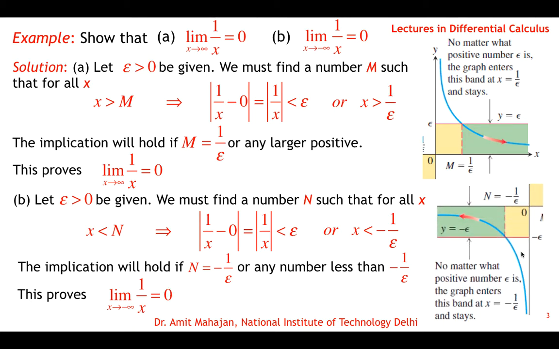So the 1 by x graph on the left hand side is this. For any x less than minus 1 by epsilon, for all x values here which are smaller than minus 1 by epsilon, the distance of the function from the origin is less than the epsilon distance. That's what this second result is. Both are simultaneously satisfied, and we have that this limit definition holds.